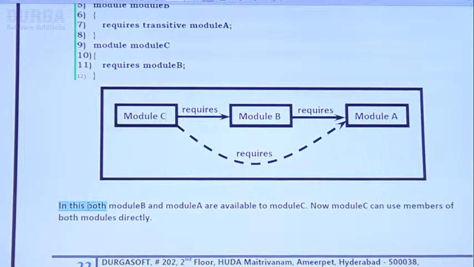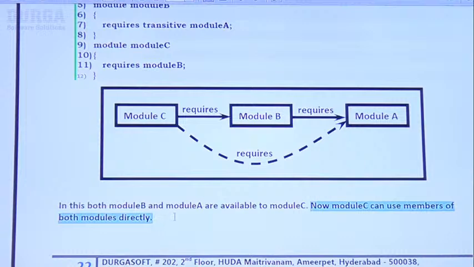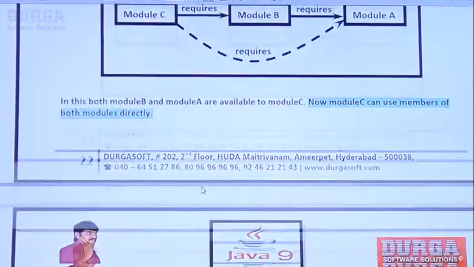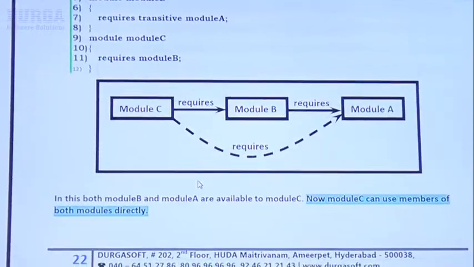Now, in this, both module B and module A are available to module C. Now module C can use members of both modules directly. I hope everyone can understand, right? Sir, module C can use members of both modules directly. Clear, right? Okay, that's all, sir. This is what you people should be aware of clearly.